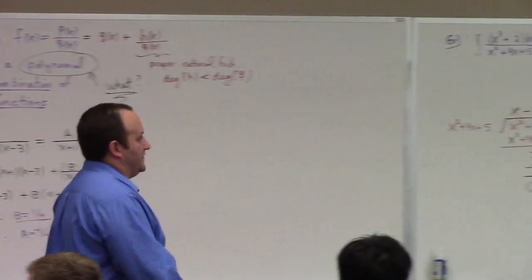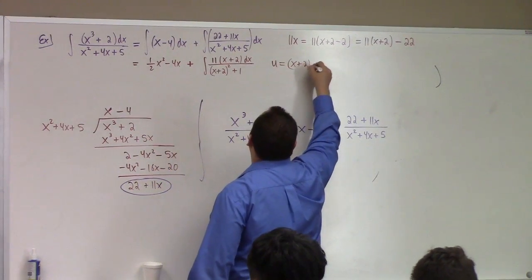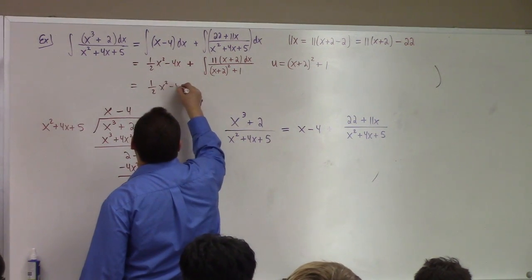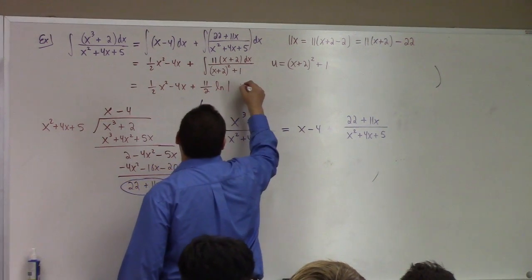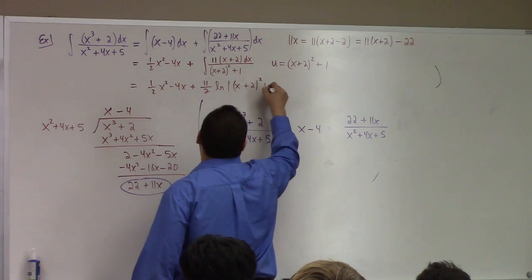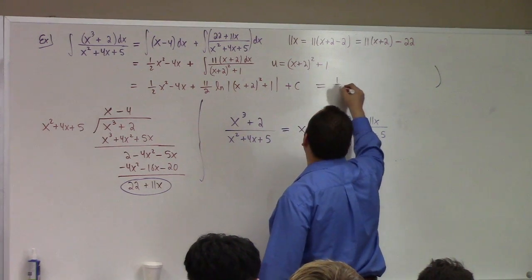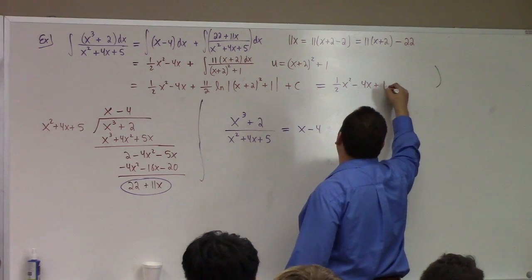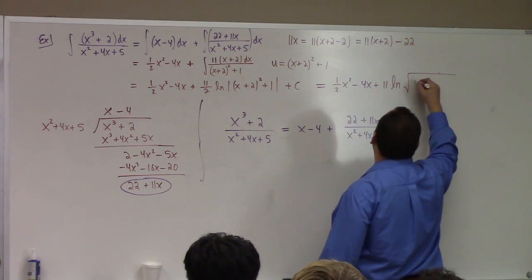So we can just make a u substitution, right? You let u equal x plus 2 squared plus 1. And so we get 1/2 x squared minus 4x plus 11 over 2 natural log of the absolute value of x plus 2 quantity squared plus 1, plus a constant. Of course, I can clean this up if I want to. I'll clean it up a little bit: minus 4x plus, I'm going to leave the 11 outside, but that's the log of the square root. And I don't need the absolute values there. Why don't I need the absolute values?